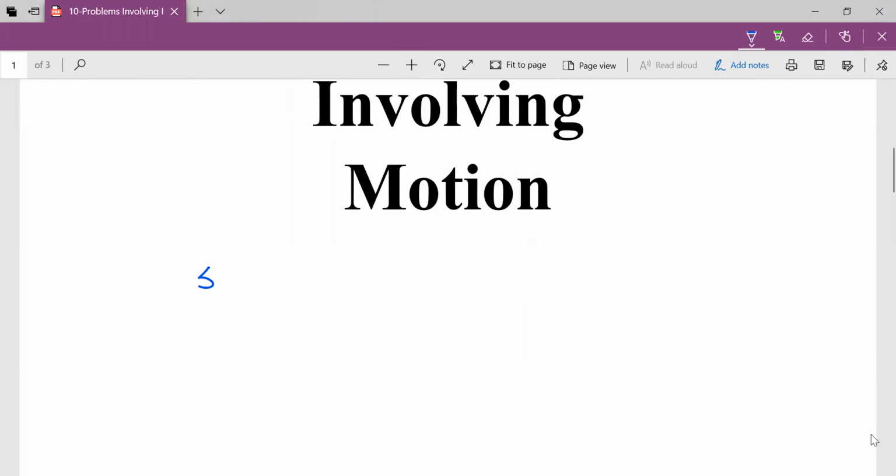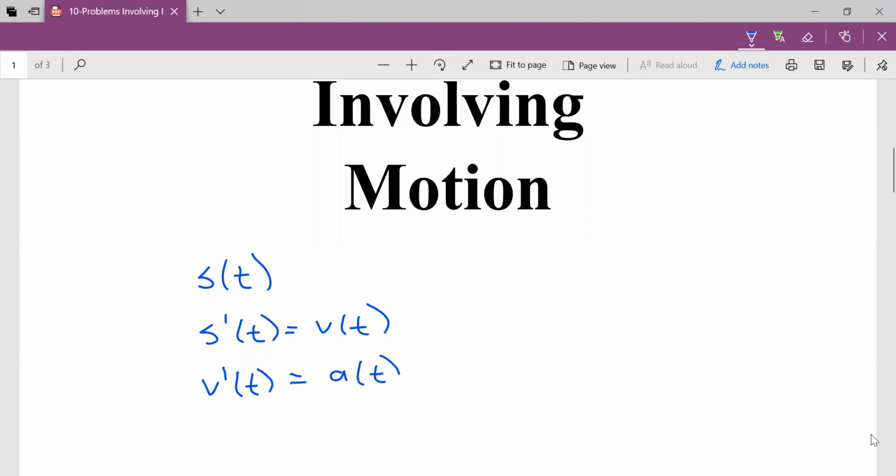And so way back when we were learning derivatives, what we found is that if we had the position function s at t, the derivative of s at t gave us our velocity. And then the derivative of velocity gave us acceleration. So you can probably already imagine what we're going to do here. We're now going to reverse the process. So the antiderivative of acceleration is going to give us that velocity, and the antiderivative of velocity is going to give us that position function.